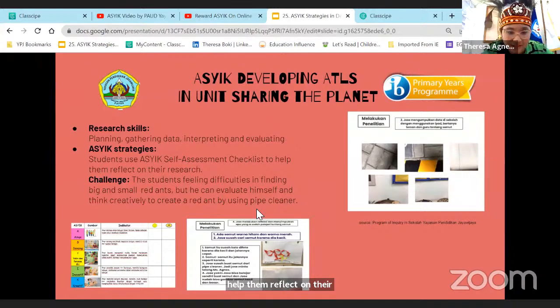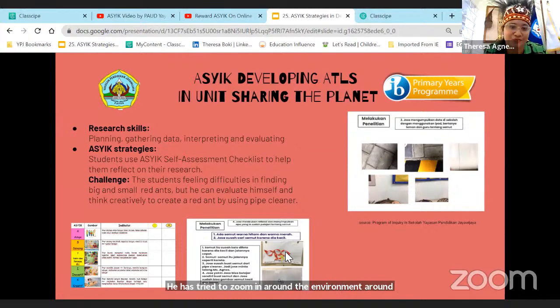And for example, like I told before, there's one student who wants to find out about ants. He used the iPad to do the research. But here we have a challenge. The student is having difficulty finding big and small red ants. He has tried to zoom in around the environment, around the classroom. It's still difficult to find it. "Miss, I cannot find where is the black ant, where is the red ant, where are the ants?"